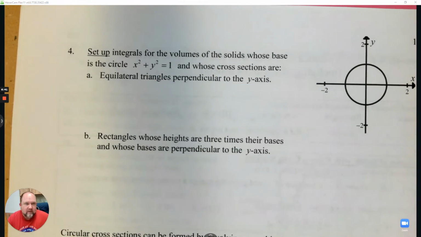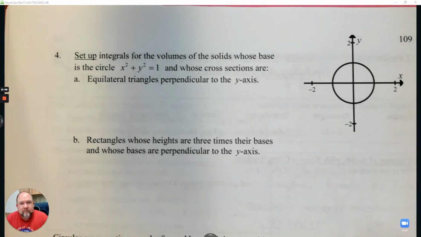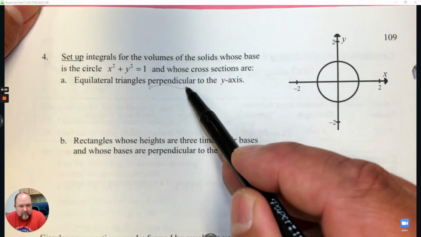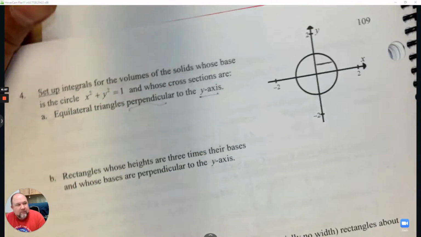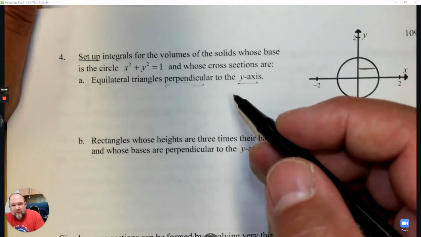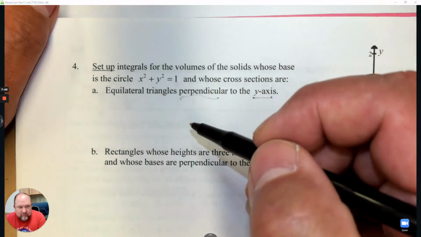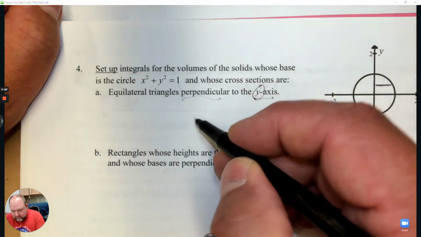Setup. Volumes whose base is that circle, and whose cross sections are equilateral triangles but perpendicular to the y. So now we're going to go this direction if it's perpendicular to the y. So my first step here is actually to see what x equals, so everything can be in terms of y. So if it's perpendicular to the y, everything is going to be y's.